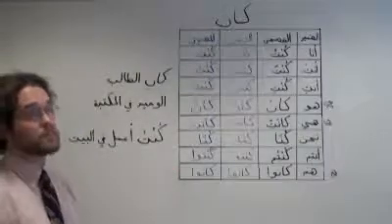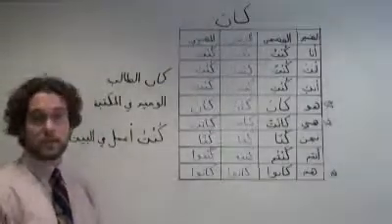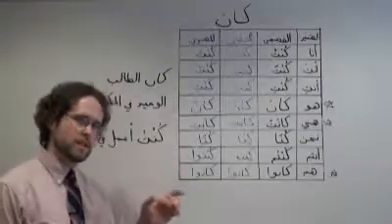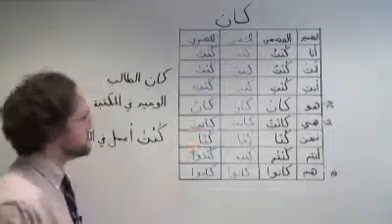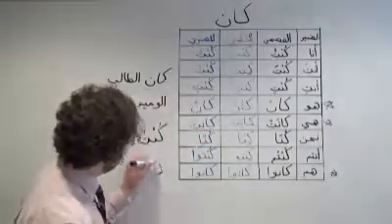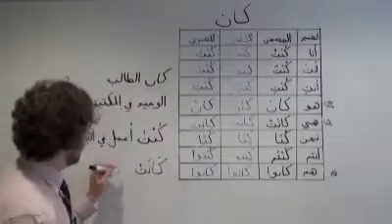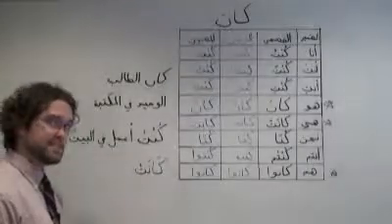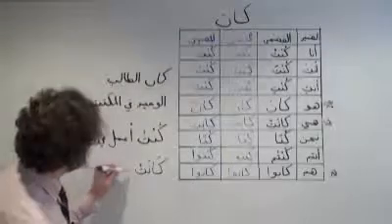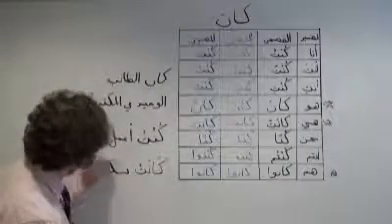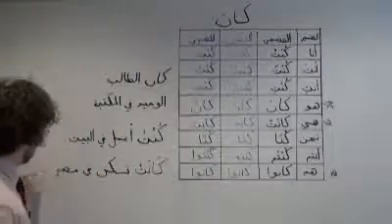Or sometimes it can refer to longer stretches of time in the past, right? If we want to say "she used to live in Egypt," then again we would use conjugated kan for her and then conjugated "live" for her. So hiya كانت، كانت, now conjugated for present tense. Literally we're saying "she was, she lived," but the meaning is "she used to live." كانت تسكن في مصر.